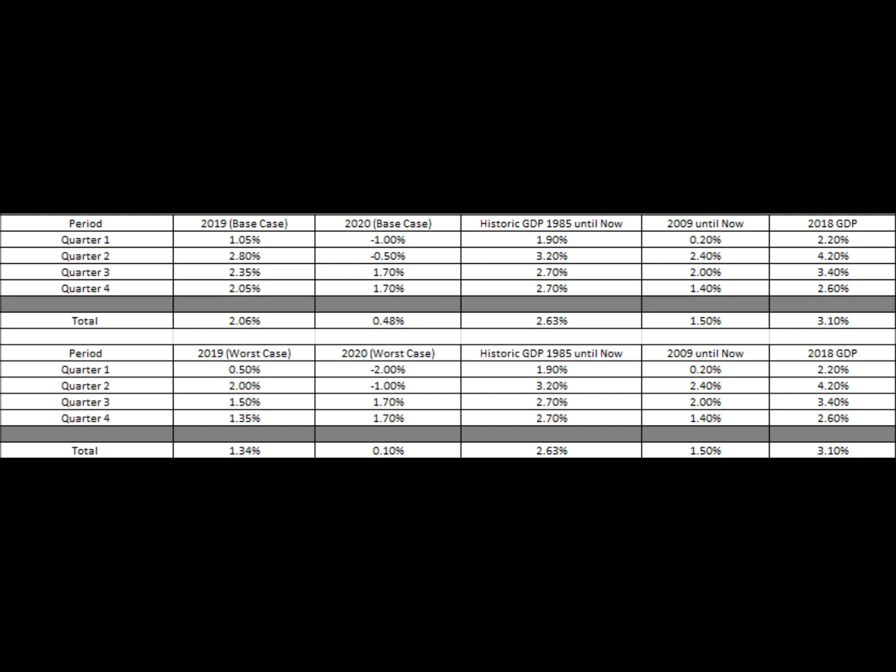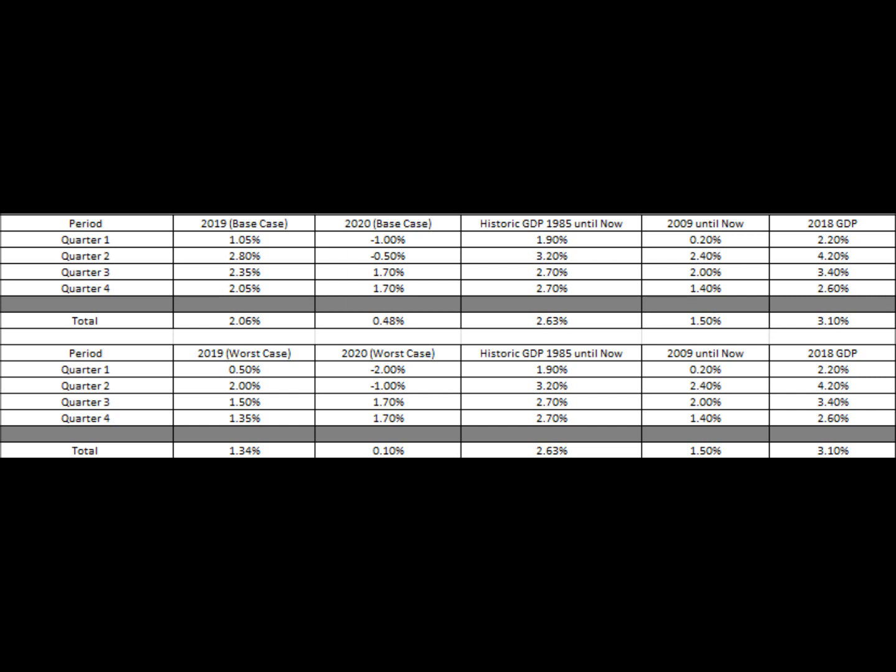But the third quarter and the fourth quarter can sometimes be a little bit different, but for historical purposes we'll say they're typically the same, and I use that to come up with some of the numbers that I decided to build my base case with. So for my base case in 2019, I think the first quarter is going to be 1.05% growth. The second quarter is going to be 2.8% growth. The third quarter is going to be 2.35% growth. And the fourth quarter is going to be 2.05% growth, which gives me a full year total of about 2.06% growth.